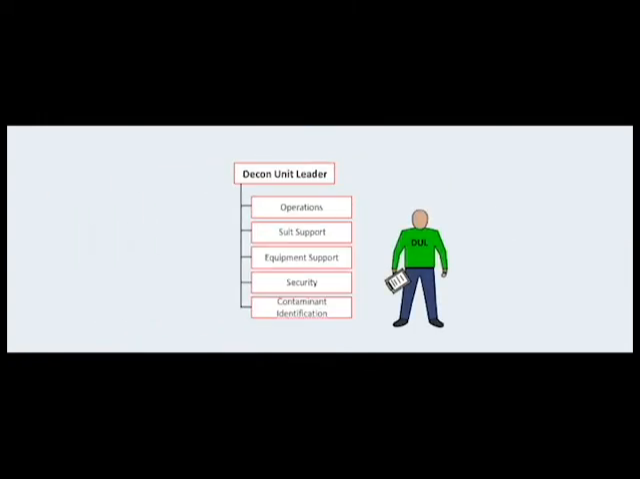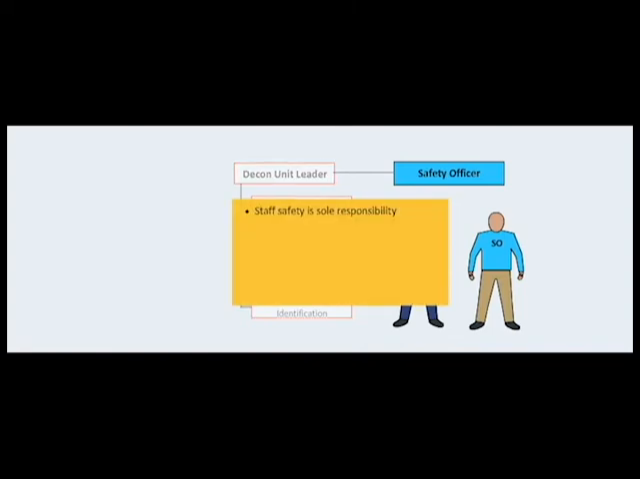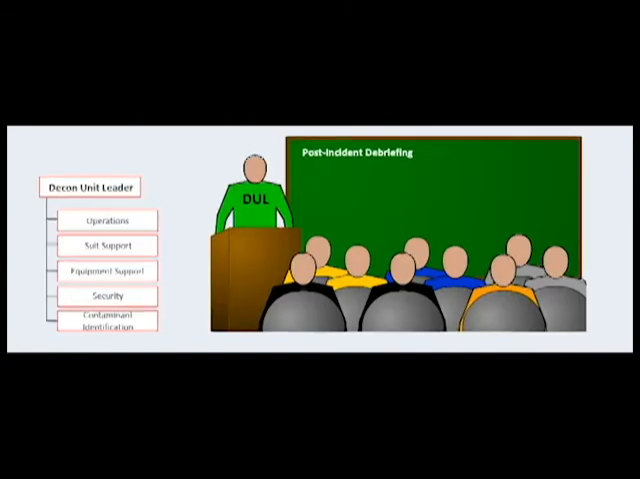Overseeing the safety of the EDO is a challenging task for any one person. In many situations, the Decon unit leader will designate a safety officer whose sole responsibility is staff safety. This individual ensures that Decon personnel are dressed in proper personal protective equipment and are taking appropriate safety precautions. To be effective in this position, the safety officer should also be given the authority to halt any activity that is deemed unsafe. When the EDO is complete, the Decon unit leader gathers all team members for a post-incident debriefing. Once the Decon area is secured for later cleanup, the EDO is terminated.